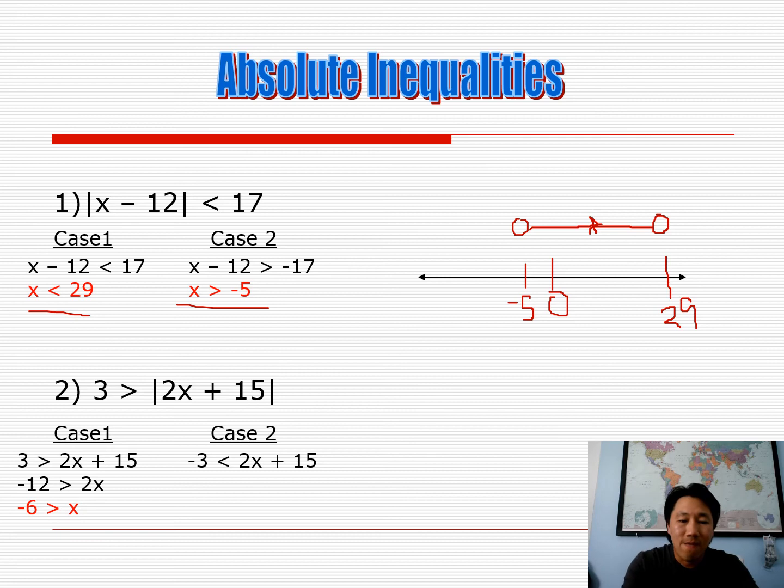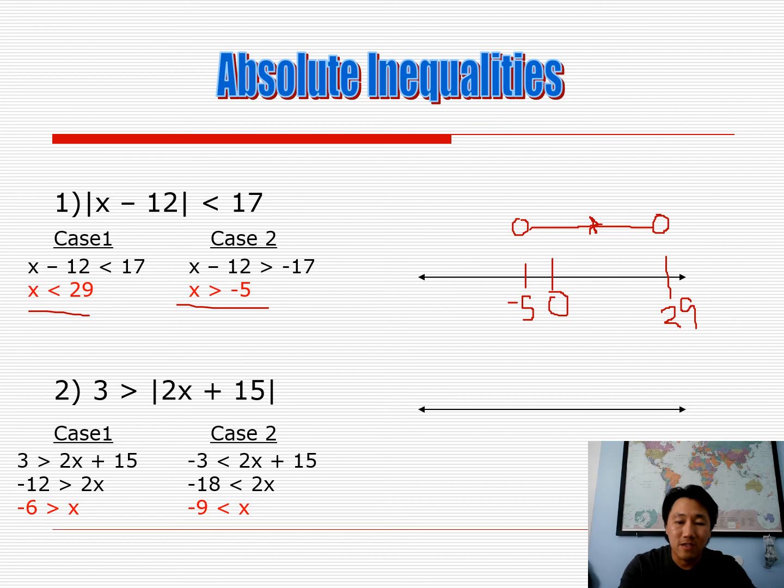Here's the second one. Remember, not only did I have to change this to a negative 3, but I also flipped the inequality. Two things you have to do. And then you solve it. Subtract 15 from both sides. Divide both sides by 2. And there's our answer. Let's graph it.